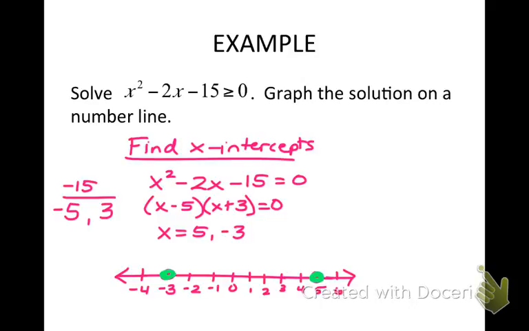So now my solutions on the number line are going to occur from -3 to -infinity, so in that direction, and then from 5 to positive infinity. Okay, so graph.